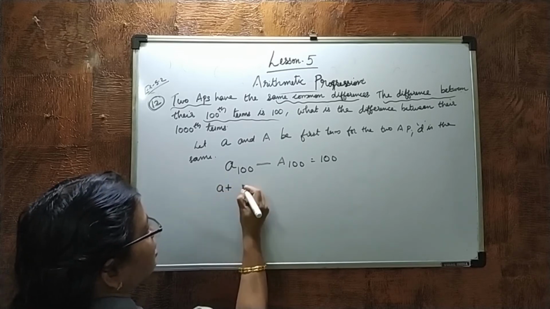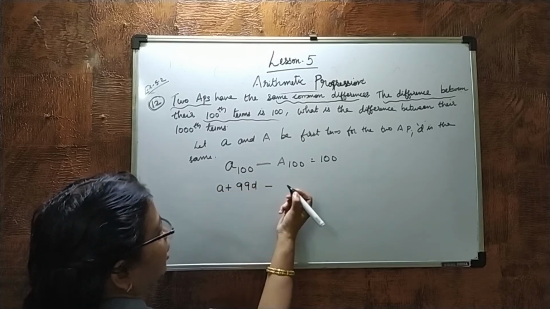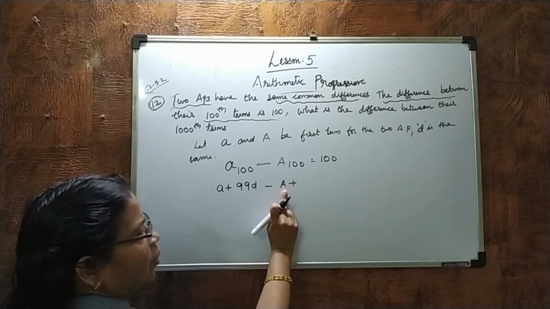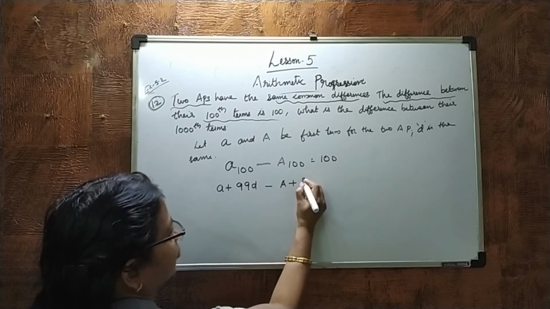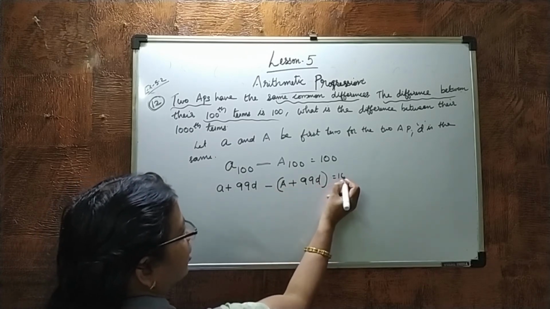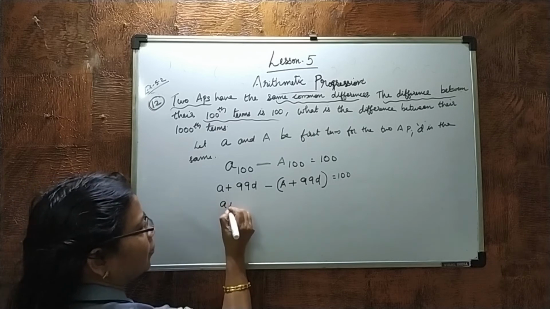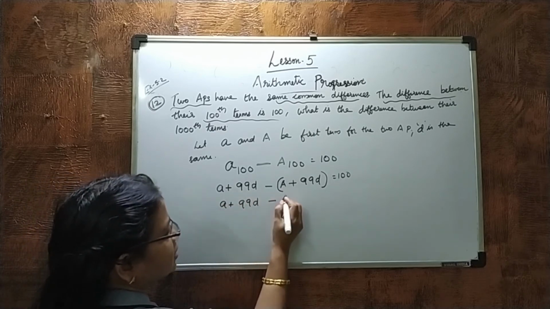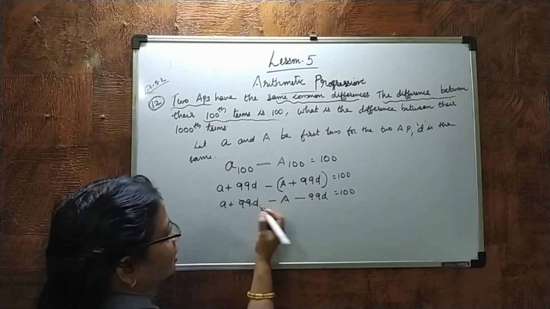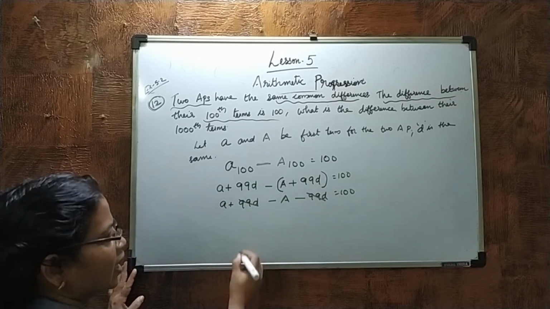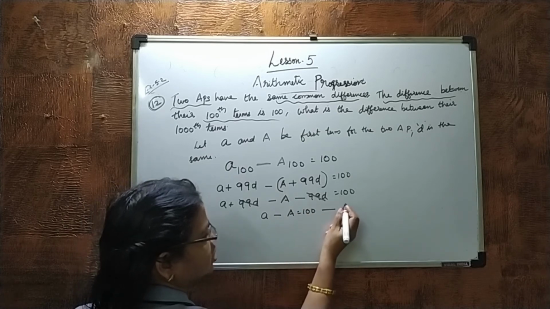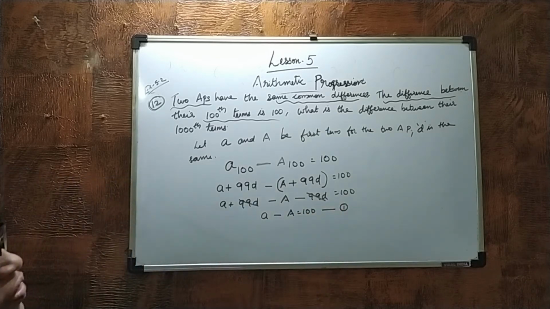It is a plus 99D minus what? The first term is small a here, capital A there, right? A100 means a plus 99D, and here two terms are there, so keep it in brackets, equals 100. Again it will be a plus 99D minus capital A minus 99D equals 100. Plus 99D minus 99D you can cancel, and a minus A equals 100 you will get as the first equation.